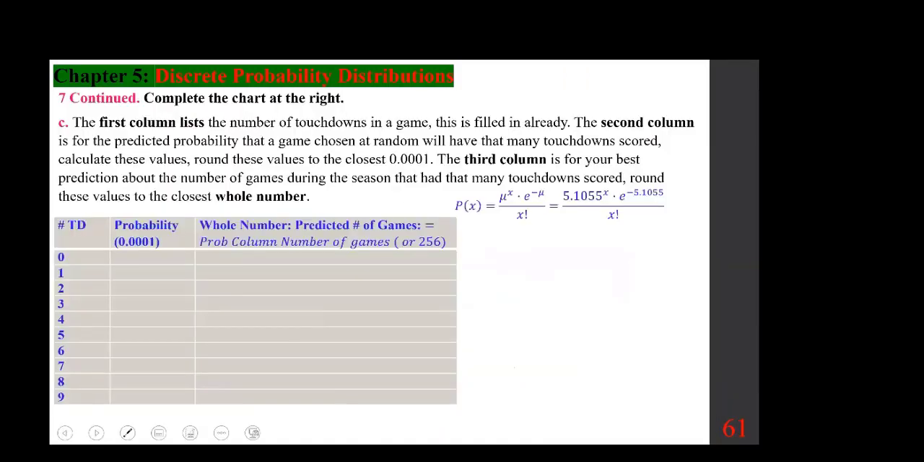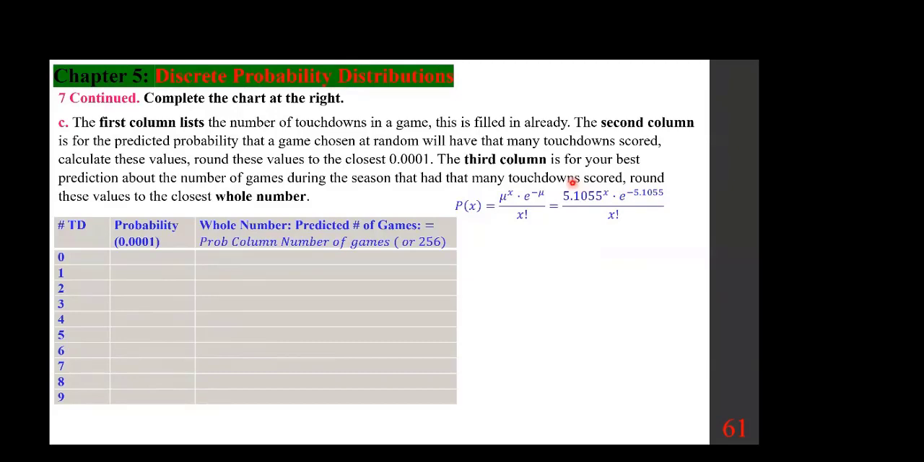Now for this column, notice the first column lists the number of touchdowns. Now this is the probability. And the third one is the prediction, how many games is your best prediction about the number of games during the season that had that many touchdown scores. I'm going to just show you a couple of them quickly, and the concept, needless to say, not going to go through the whole thing, but remember this was the formula when we worked on it.